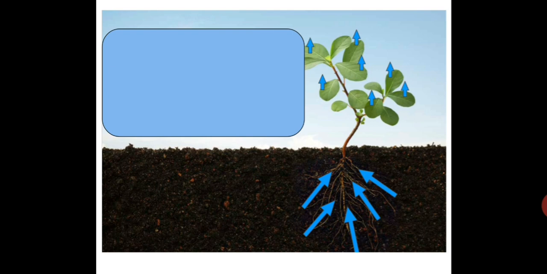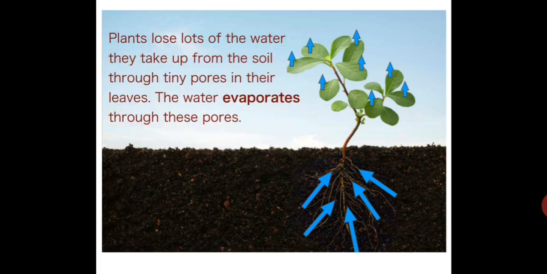So here's our picture of a plant. We can see there the water going in through the roots. It's being transported through capillary action up through the stem and into the leaves. But it doesn't stop there. Once the water's got to the leaves, they lose a lot of water that they take from the soil through tiny pores in their leaves.